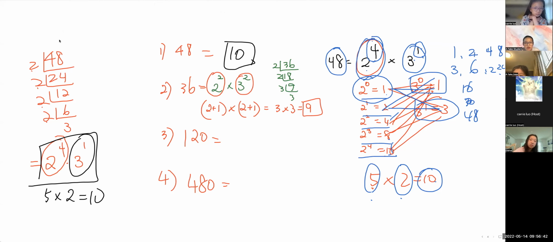Okay, very good. So everybody remember, because they are times, it's not plus. Why do some people ask me why it's not plus? Because you needed 2 power 4 times 3 power 1 to make the number. You need to times them to make a number. So when we're making the factors, it's also times.